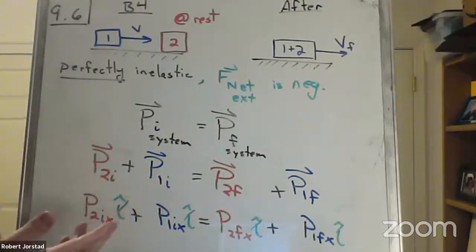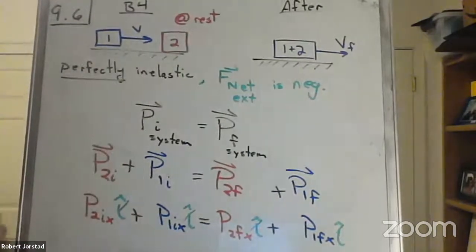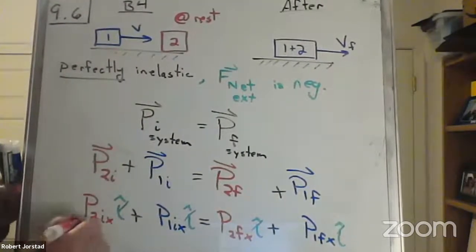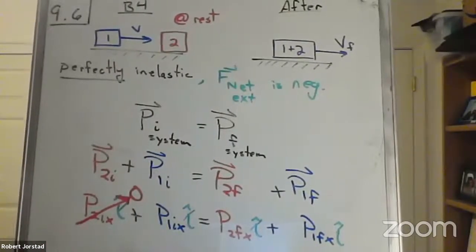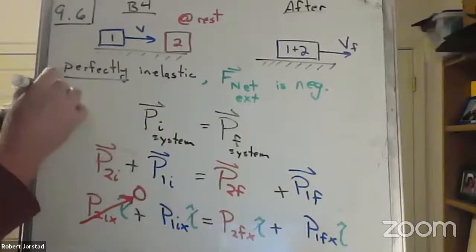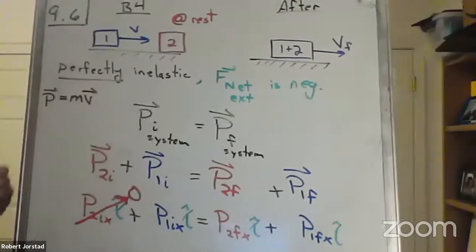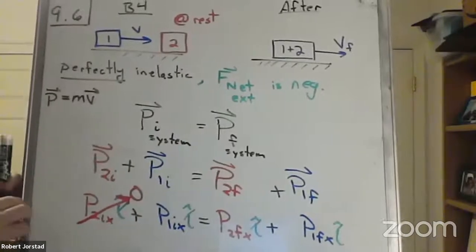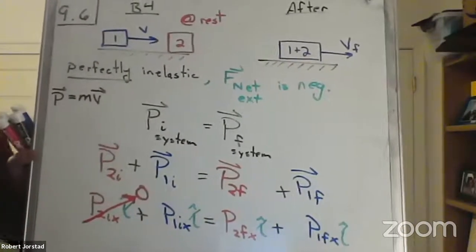One of these things is 0. That's 2. 2 initial is 0, right? Because it's initially at rest. If you recall, what is the equation for momentum? M times V. MV. Good. That's a vector. All right. So far, so good. So now I could just go ahead and go one more level here, and maybe I'll do it like this.